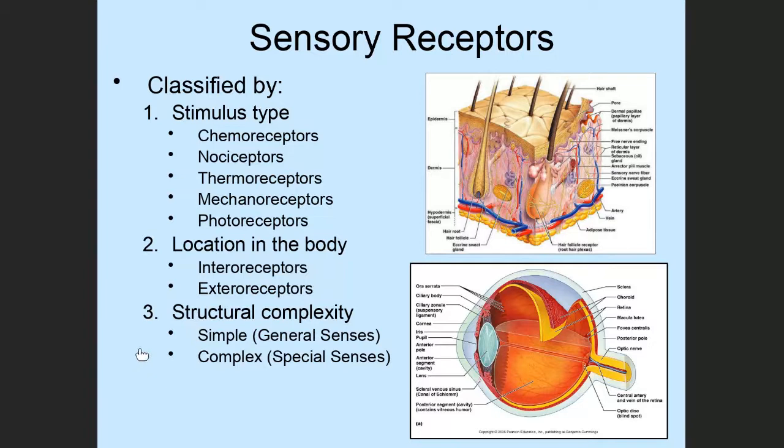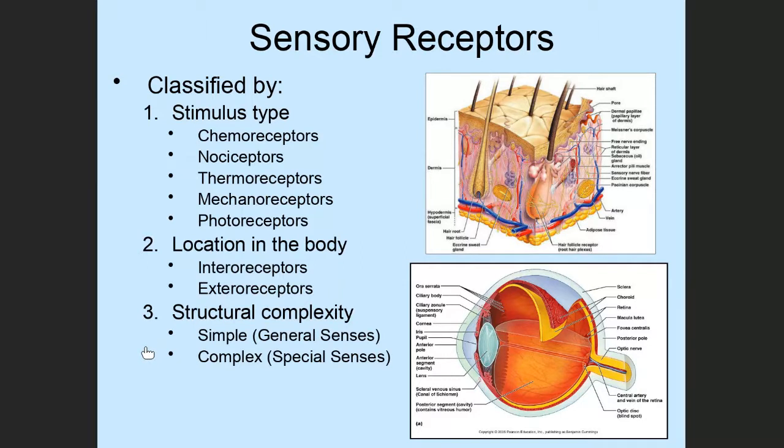The second type of receptor when we classify by stimulus type is what's known as a nociceptor. So nociceptors are located throughout most of the tissues of the body, with a few exceptions, and they are pain receptors. So they are activated when damage is actually done to tissues. That's what activates a nociceptor, and it causes us to feel pain.